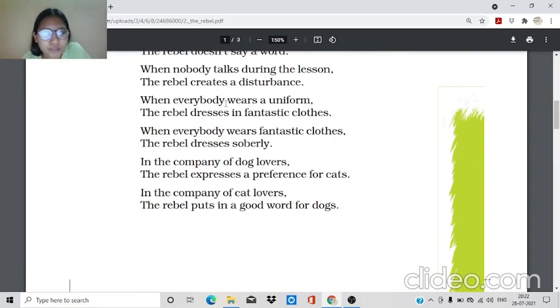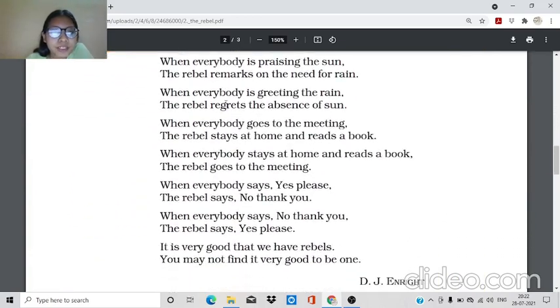In the company of dog lovers, the rebel expresses a preference for cats. And in the company of cat lovers, the rebel puts in a good word for dogs. When everybody is praising the sun, the rebel remarks on the need for rain. And when everybody is greeting the rain, the rebel regrets the absence of sun. When everybody goes to the meeting, the rebel stays at home and reads a book. And when everybody stays at home and reads a book, the rebel goes to the meeting.